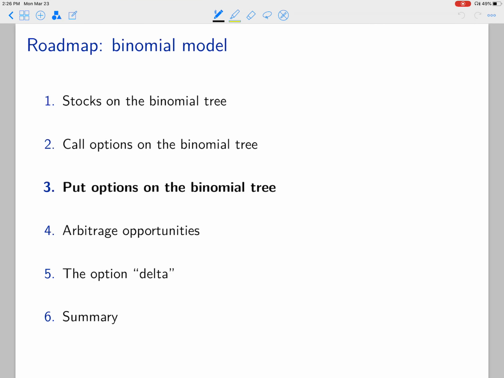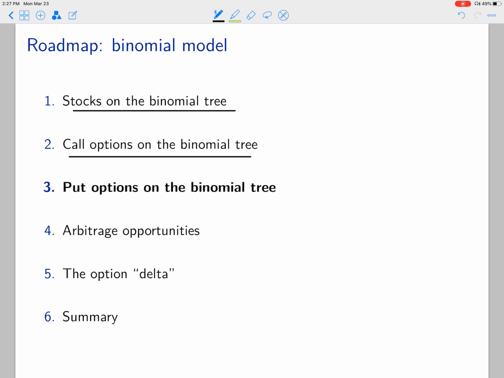Welcome back, everybody. In this video, we will be covering the third part of Lecture 11. The topic is the binomial option pricing model. Prior to the break, we set up the binomial model on the tree, and we also priced European call options on the binomial tree using no arbitrage/replication techniques.